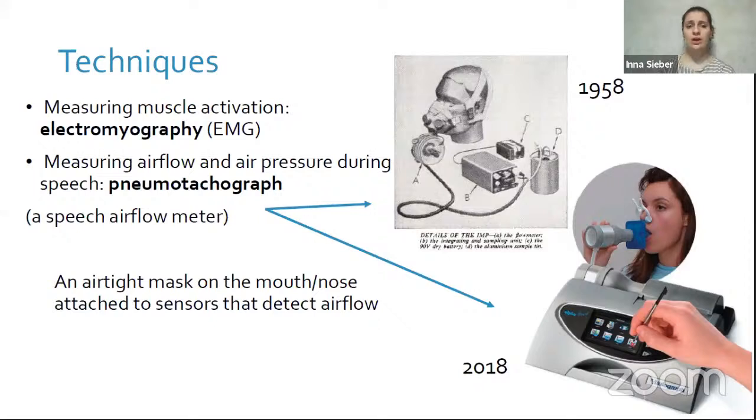You can also measure airflow and air pressure during speech, and pneumotachographs are used for this. It's not something new. It was used in the middle of the 20th century, and it is used now. The usage is practically the same. You put a mask on the mouth and on the nose, and attach this mask to sensors that detect airflow. And it's a nice technique, but it is very difficult to compare this speech airflow in different people.